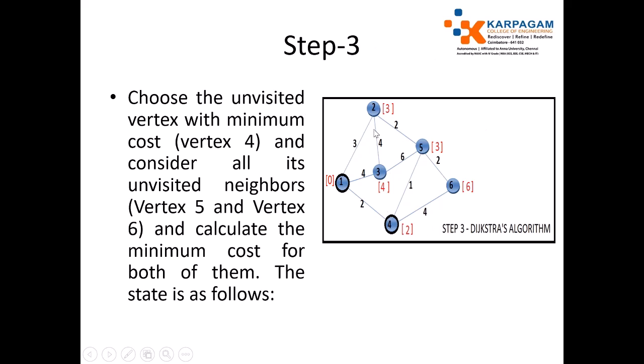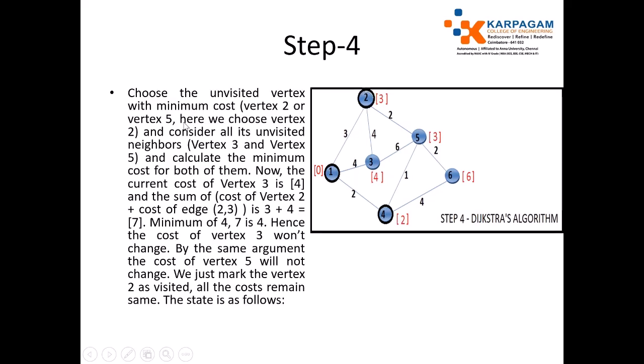You have updated all the costs. No node has infinity. The next step is to choose the unvisited vertex. You have visited 1 and 4 previously. Now choose the unvisited vertex with minimum cost. Which one is minimum cost? According to this, after exploring 1 and 4, the minimum cost from source to destination is 3 only, which is connected with node 2. So next 2 will be explored.